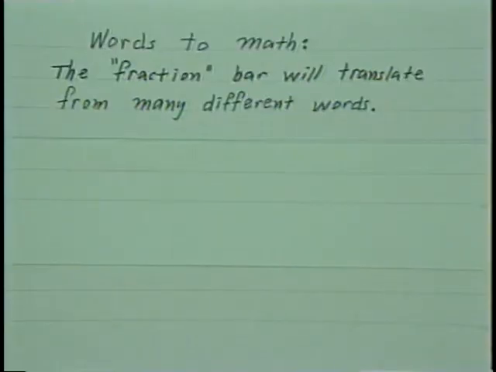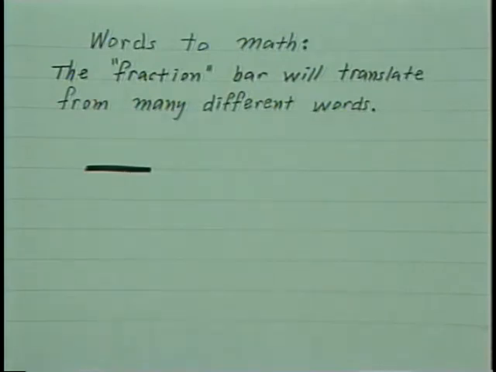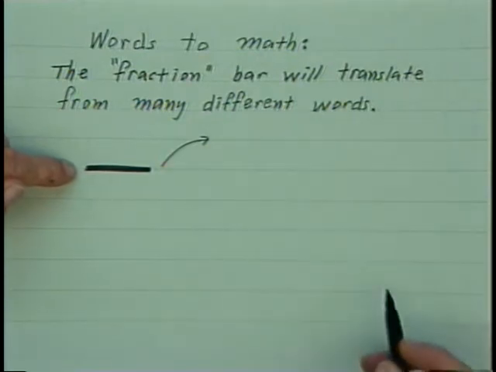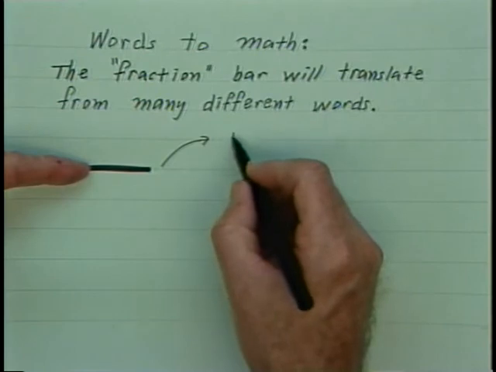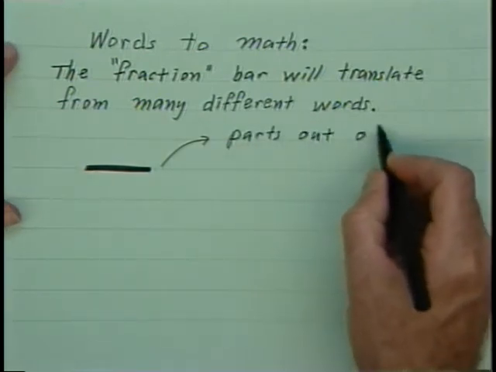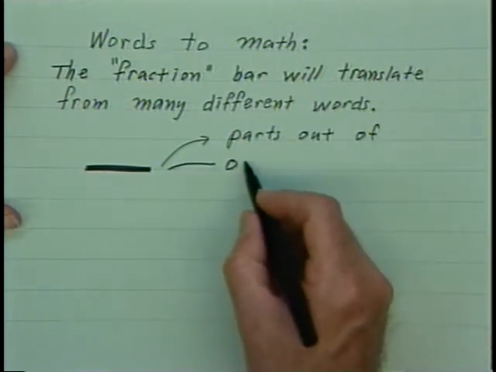And as you begin to learn tricks for translating from English to math and math to English, you will find that the fraction bar means many, many different things. So this is a particularly good lesson to begin to store up a vocabulary of what they do mean. For instance, we've already learned in the last lesson that the fraction bar means parts out of. Sometimes it means simply parts out of, period.